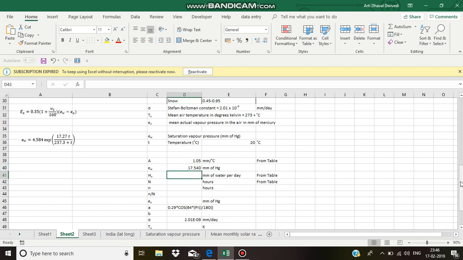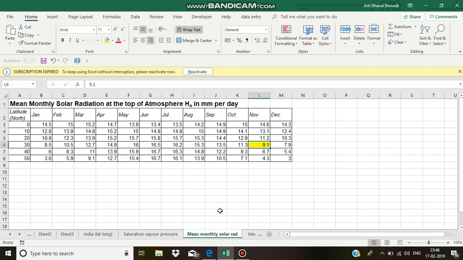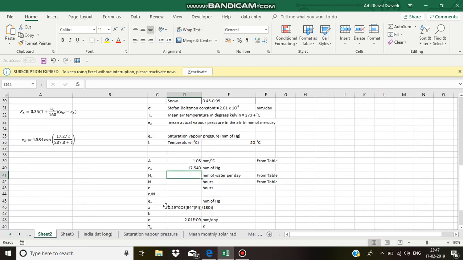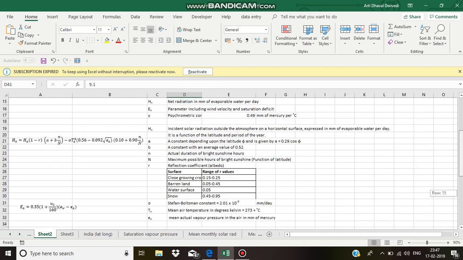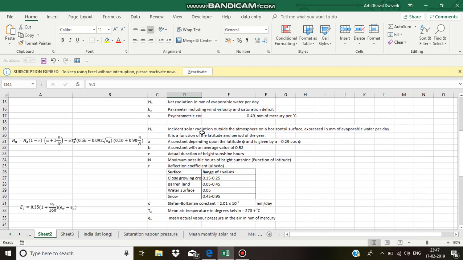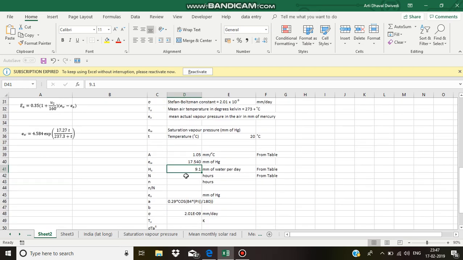HA, mm of water per day, is also obtained from this table. HA for 30° north latitude and November month, the value is 9.1. HA is the incident solar radiation outside the atmosphere on a horizontal surface expressed in mm of evaporable water per day. It's a function of latitude and period of the year. So we have obtained it from the table.